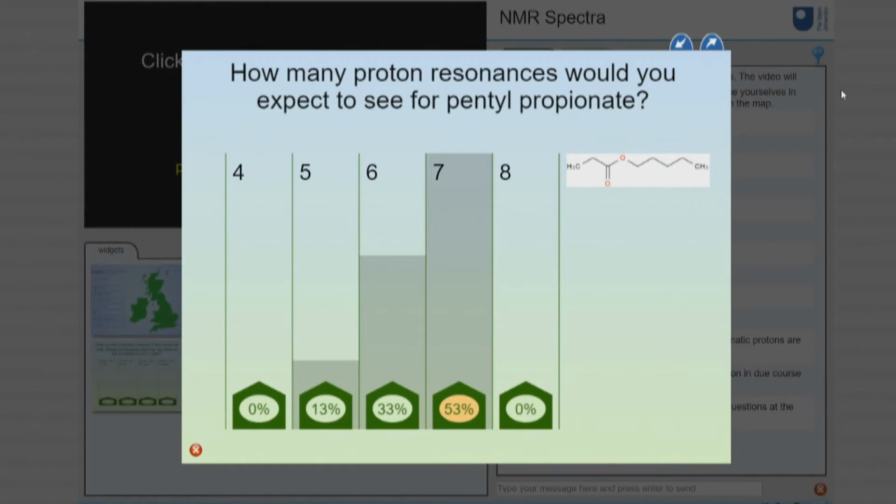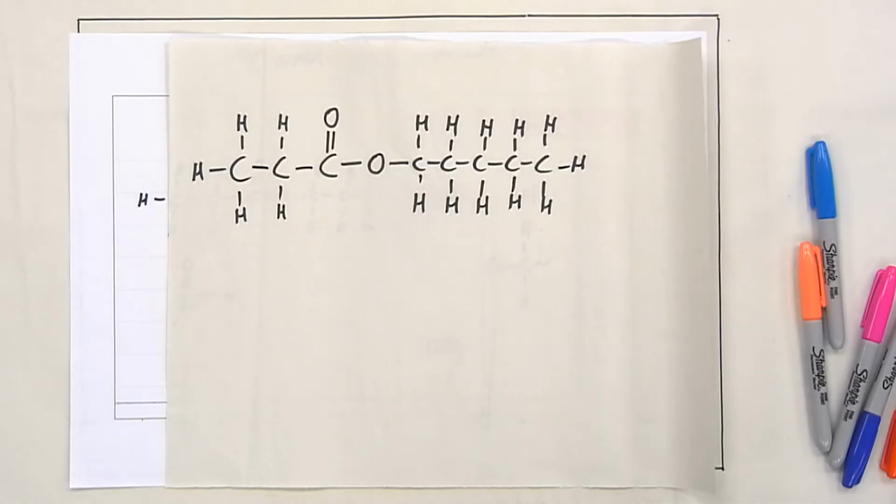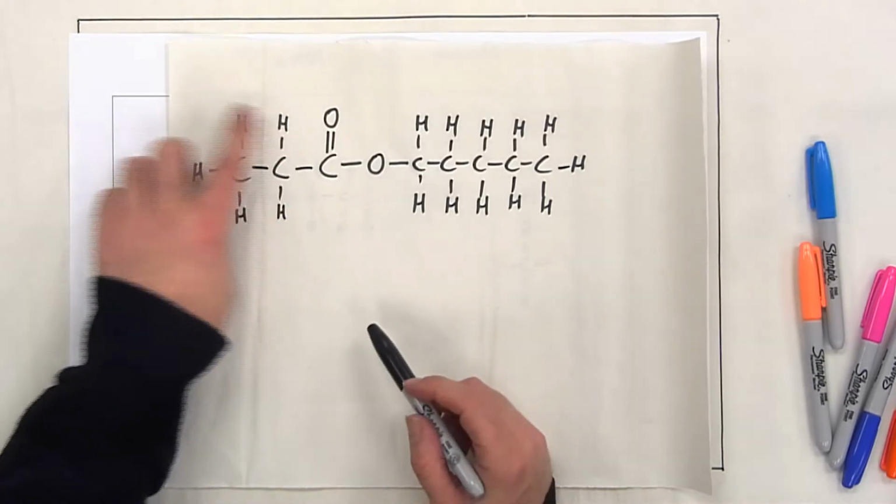Okay, so we've got a bit more of a mixture of results here. We have 53% going for 7, 33% for 6, and 13% for 5. All right, so we'll go back to the big picture we drew before to work out what the right answer is. So essentially, we're looking at the hydrogens here.